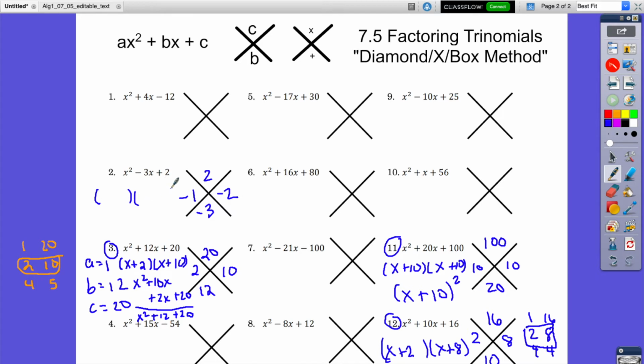So there's my answer. I'm going to put x, now this is where I put minus 1 here, and then x minus 2. Okay, let's do another one like that one.